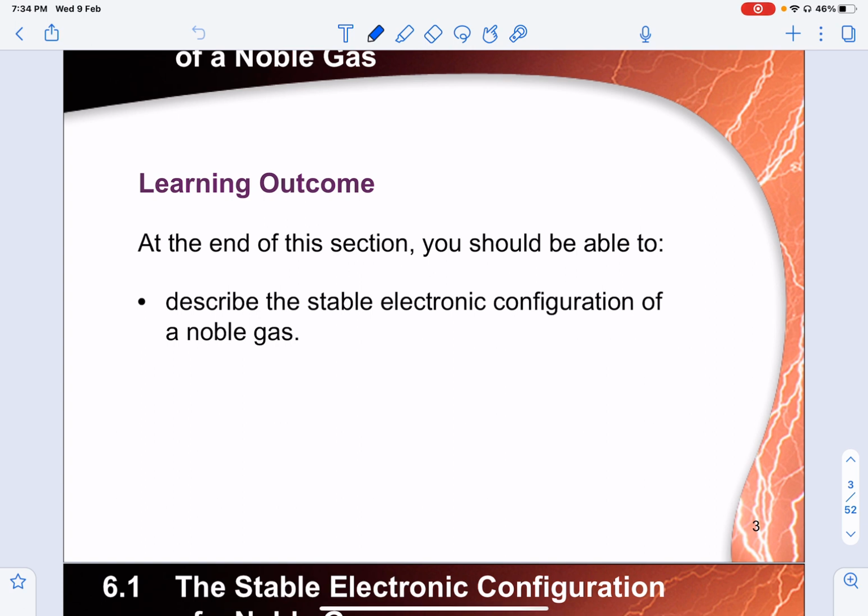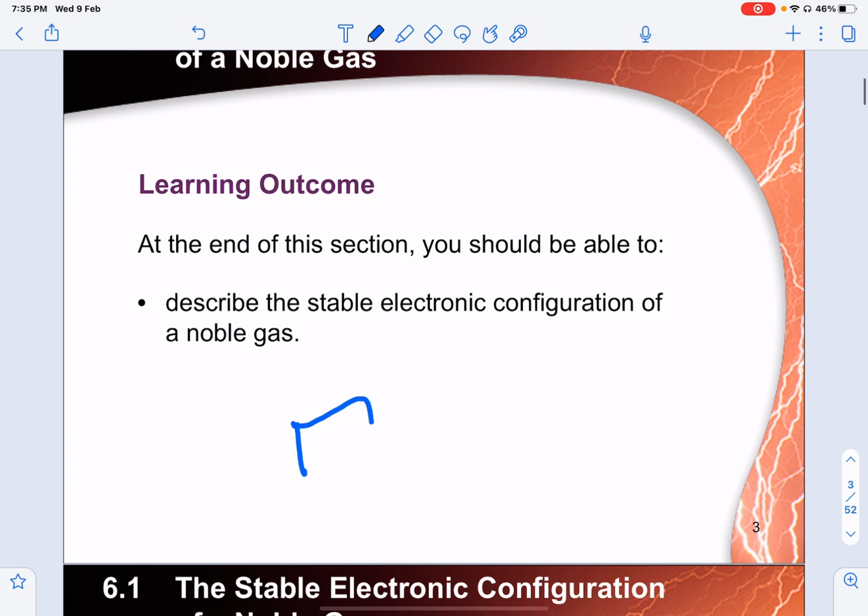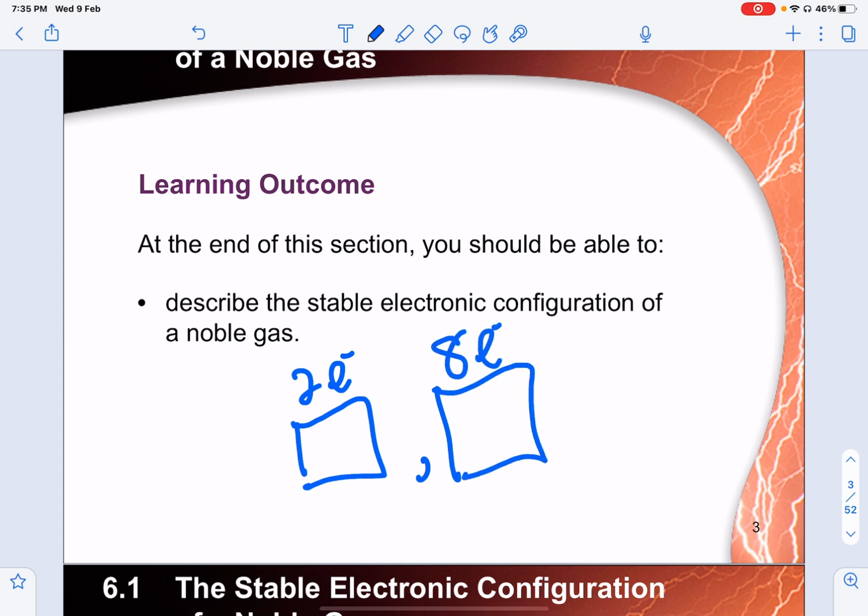Okay, now let's take a look at the first part, where in this section you are required to be able to describe the stable electronic configuration of a noble gas. In our previous chapter on atomic structure, we discussed that there are ways to represent electronic configurations of a neutral atom from the periodic table, where the first electron shell can take a maximum of 2 electrons. The second electron shell can take 8 electrons. Then subsequently it's also 8 electrons. But in your syllabus, you will only be required to understand the first 20 electronic configurations.